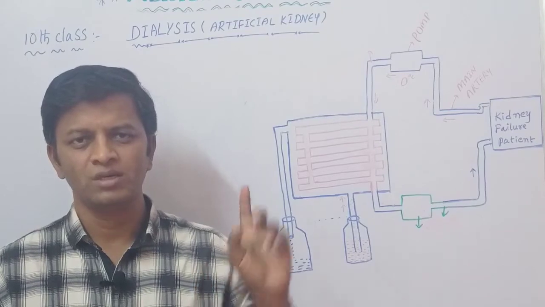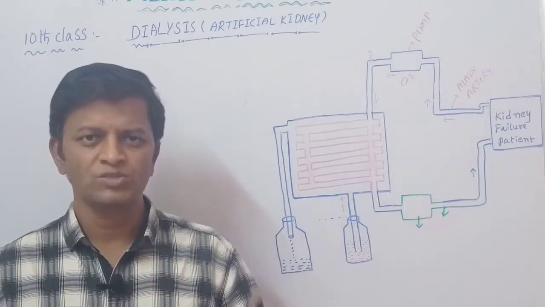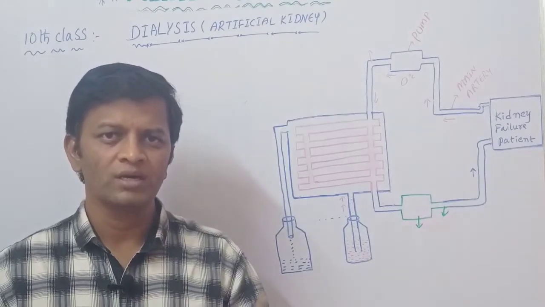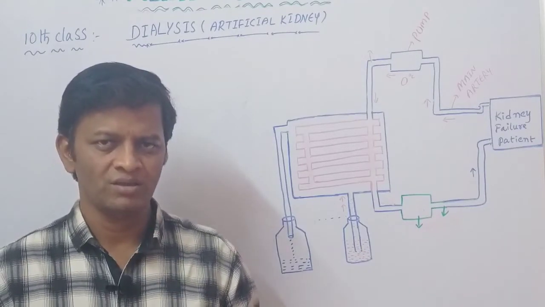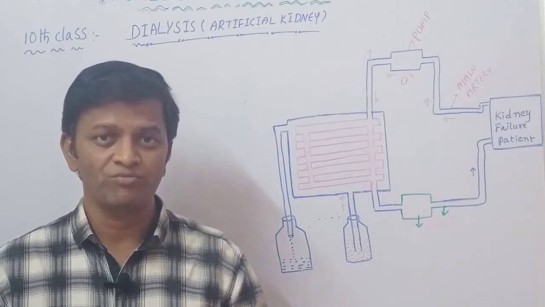Today we'll discuss the dialysis process or artificial kidney. Before going to the dialysis process, we need to know about the kidneys. In our body, kidneys are vital organs. So what is the use of kidneys in our body? The kidneys are useful for filtration of blood.